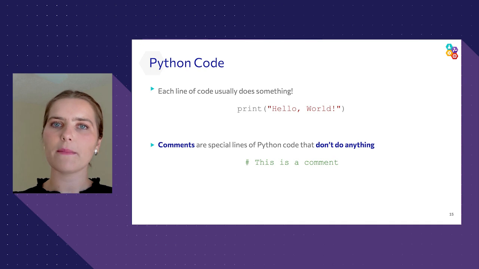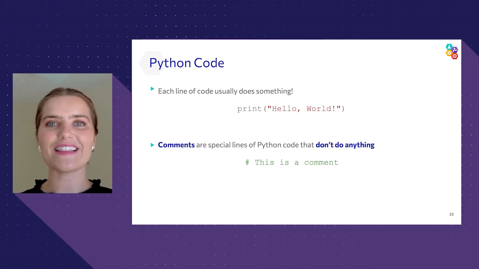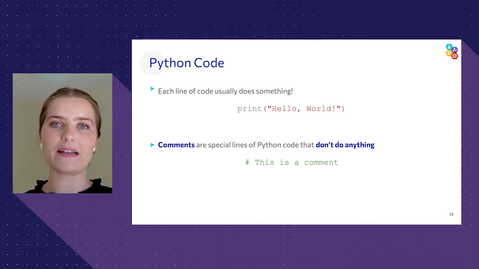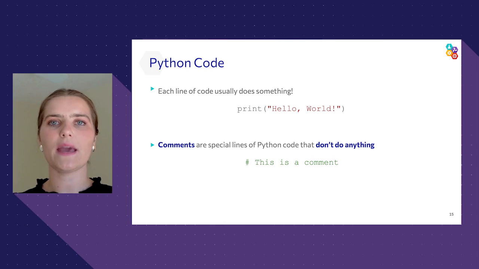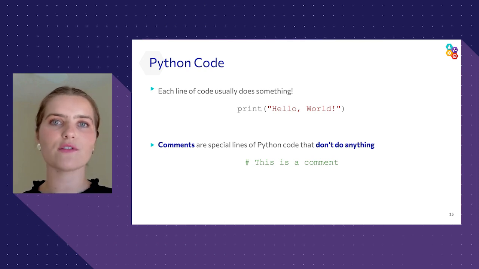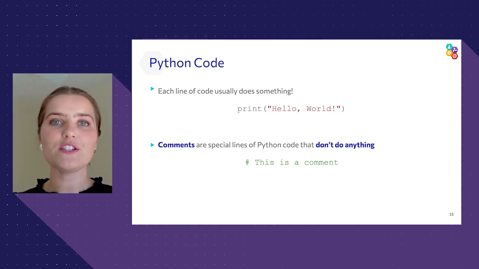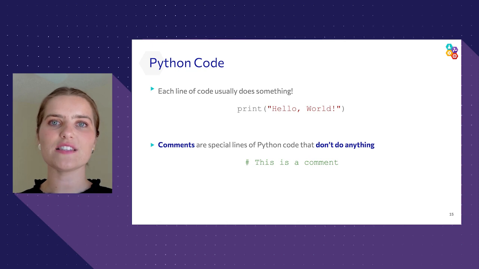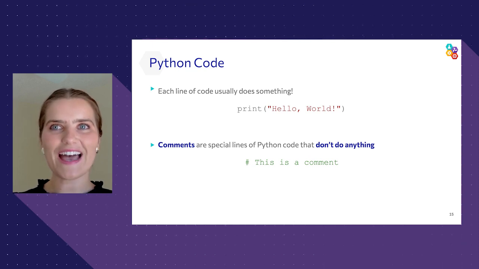But there are also comments in code that don't do anything at all, and these are, like I said, just comments. They're simply there so that you can mark up your code, write notes to yourself, or write notes about what you're doing, and they do not execute anything. So these lines of code in Python always start with a hashtag or a pound sign, and it's important to remember that they're not actually going to execute anything.